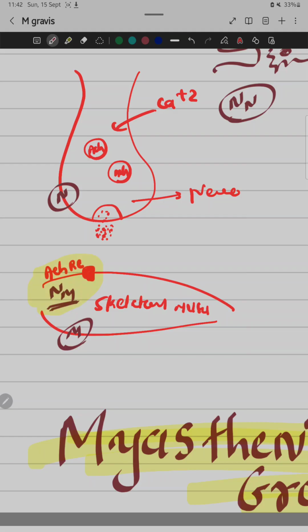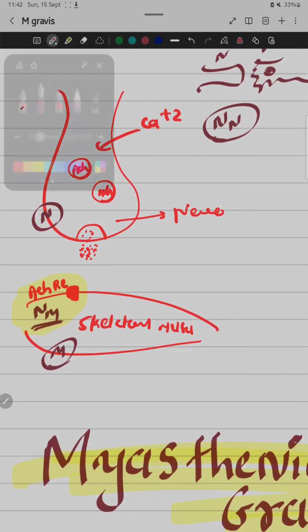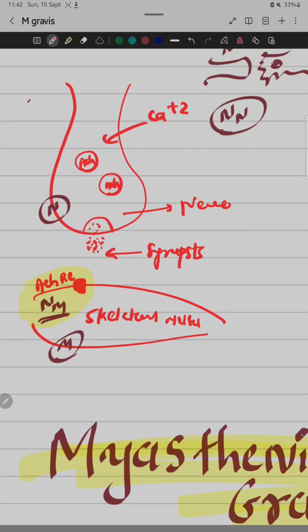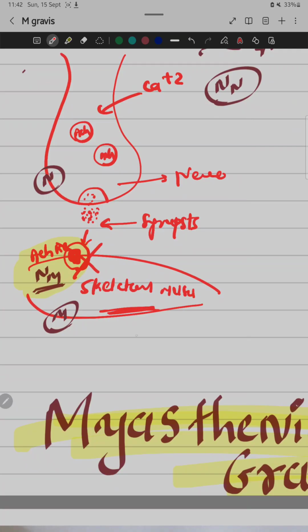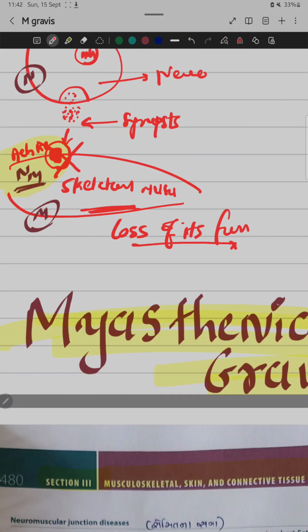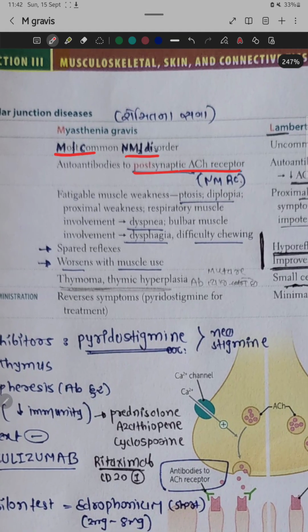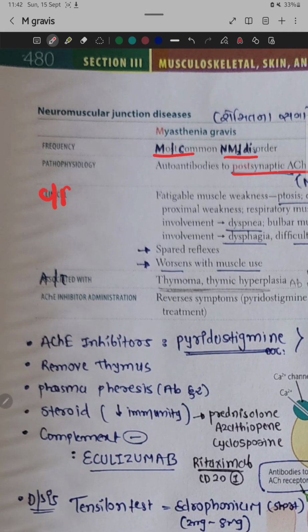So what will occur whenever acetylcholine comes into this synapse? It can't bind to the acetylcholine receptor because there is an autoantibody causing destruction of this receptor. By the destruction of this receptor, acetylcholine will not do its function on the skeletal muscle. So the skeletal muscle will lose its function, and if it is a respiratory muscle, let's see what the clinical features of this disease are.